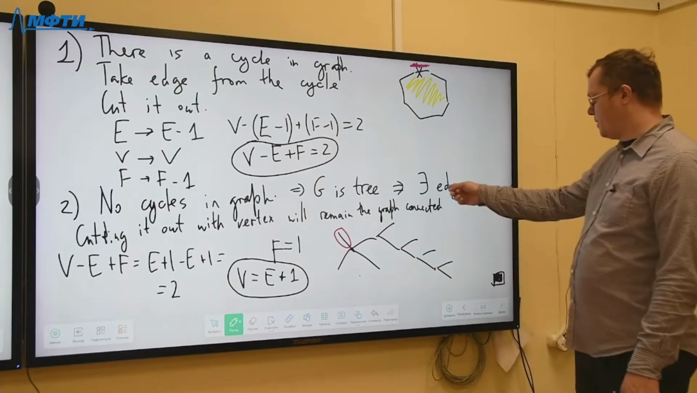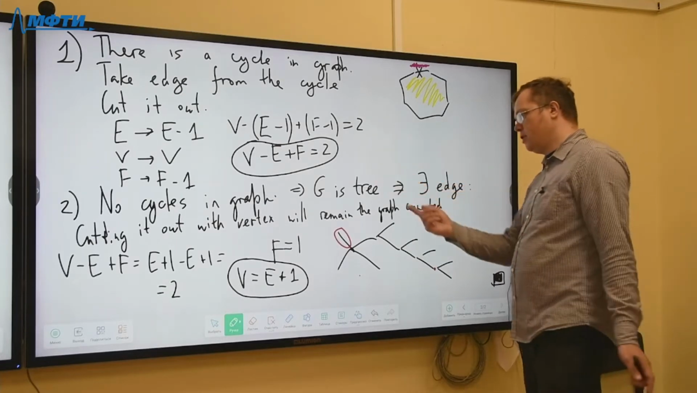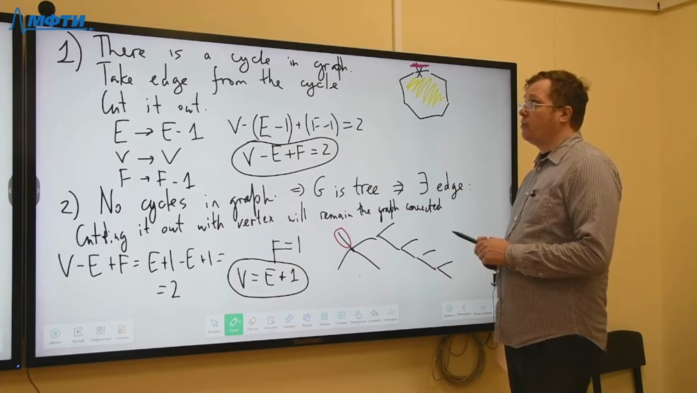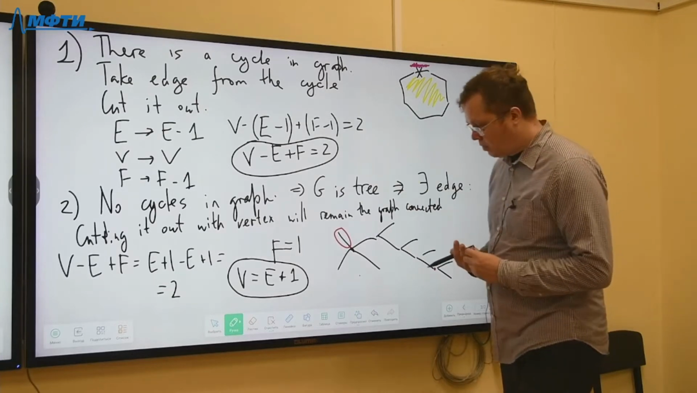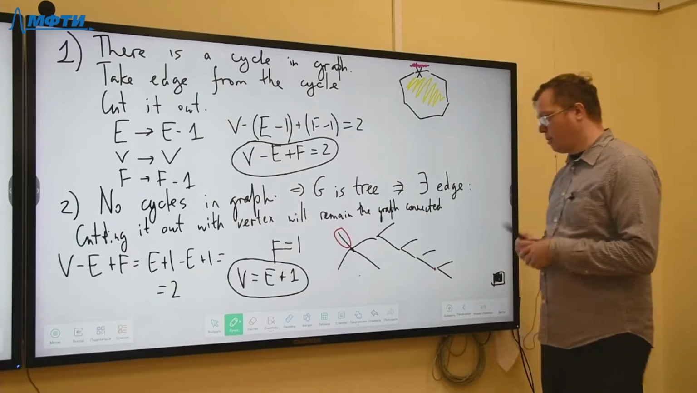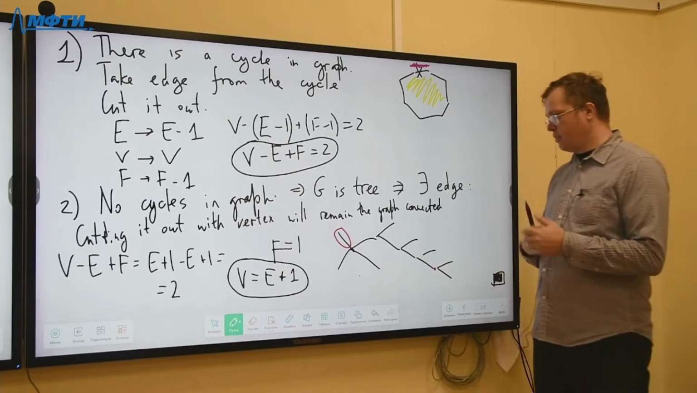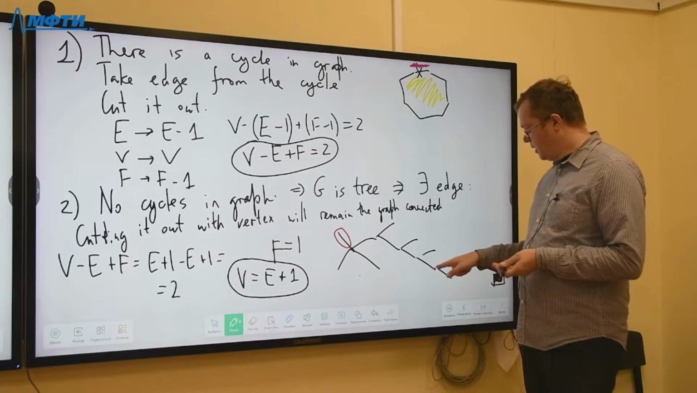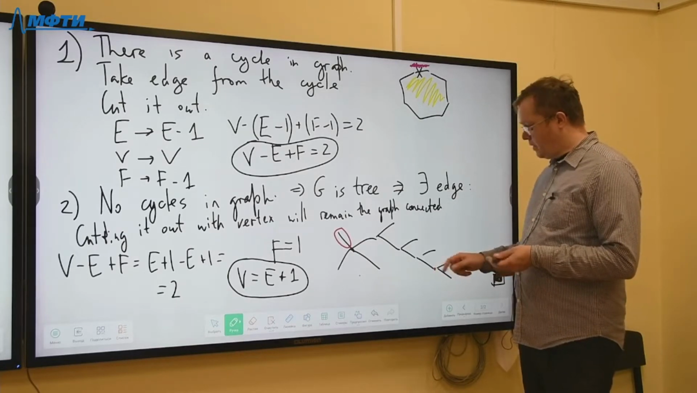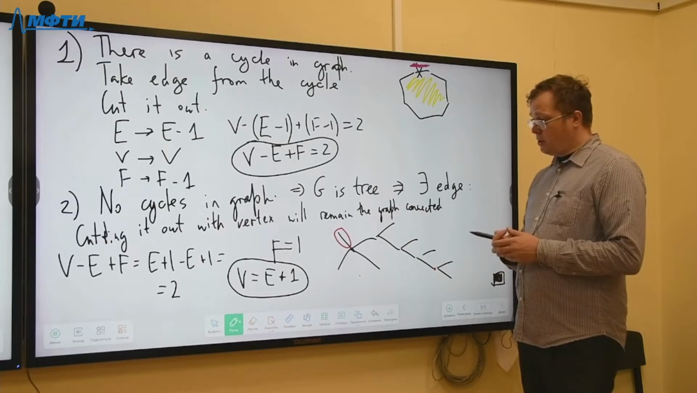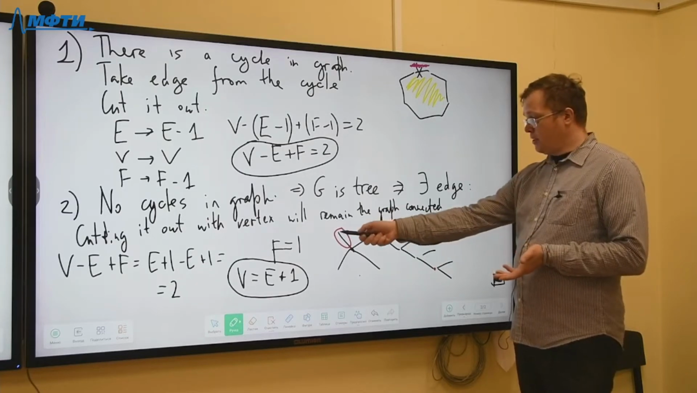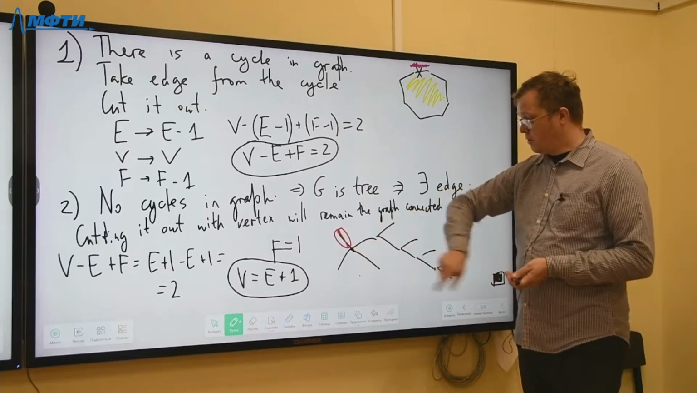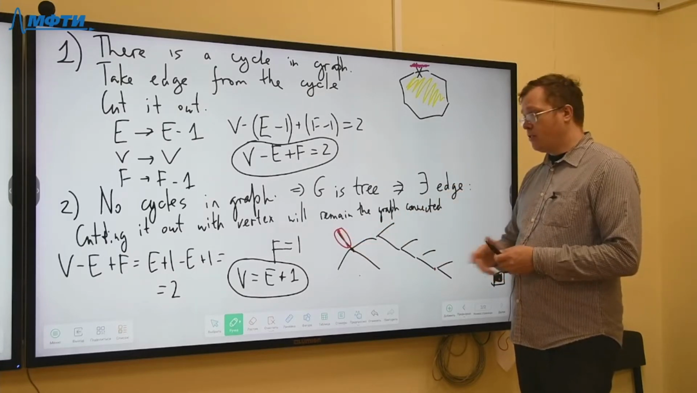How will you find this edge? If graph G is a tree, then we always have a vertex of degree one, because if every vertex has degree two or more, then we have a cycle, because we start from an edge and keep going. So we have a vertex with degree only one, and we take this vertex and delete it with the corresponding edge.